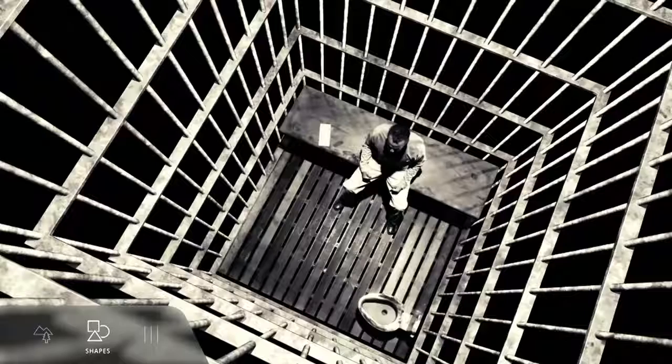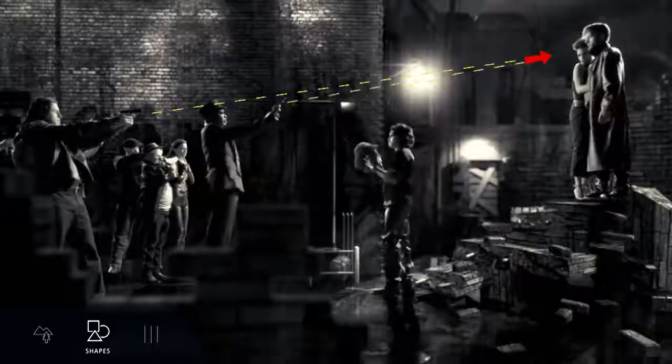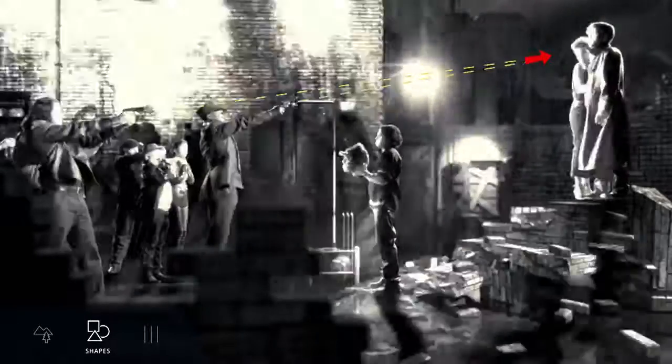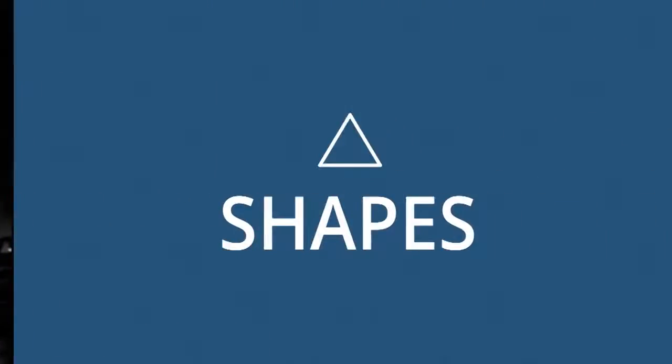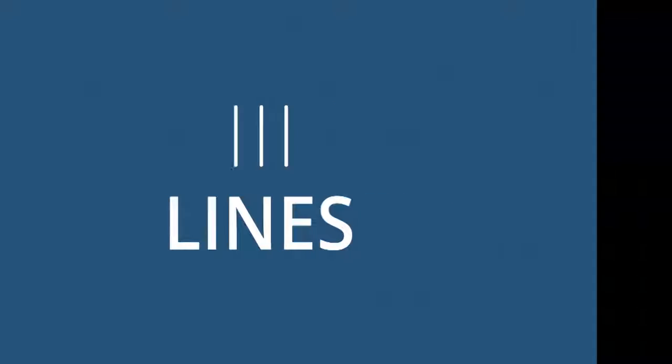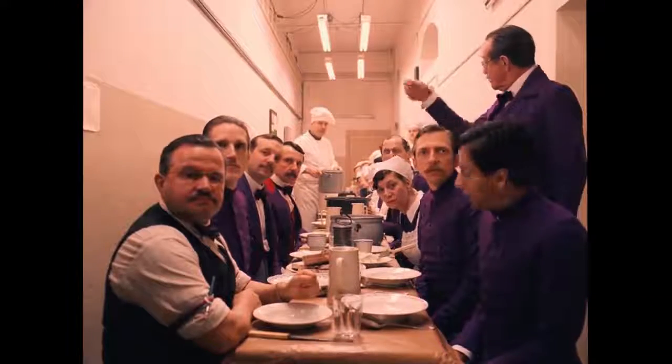When you're looking through your frame, identify the basic shapes and bear in mind the emotional connotations of each and where they direct the viewer's eye. We've covered shapes, and shapes are formed by lines. Be aware of the lines created in every shot and the effect they have on the viewer.